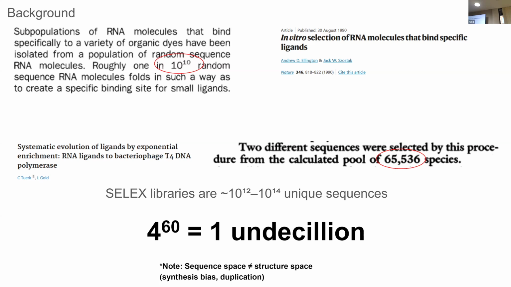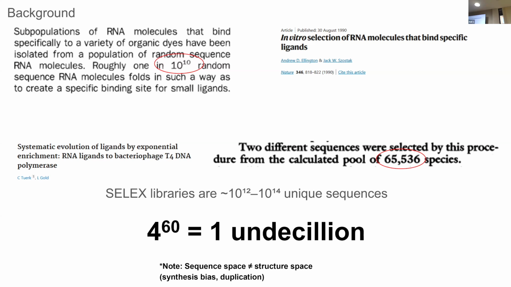And you look at the SELEX libraries, and the SELEX libraries are 10 to the 12 to 10 to the 14. But if you look at a random sequence of 40 to 60, it's actually one undecillion, which is a massive number, very difficult to comprehend. However, sequence space does not equal structural space. So there are a lot of structures that are very similar. And like from your talk, you might also get some PCR bias and other types of bias in that.